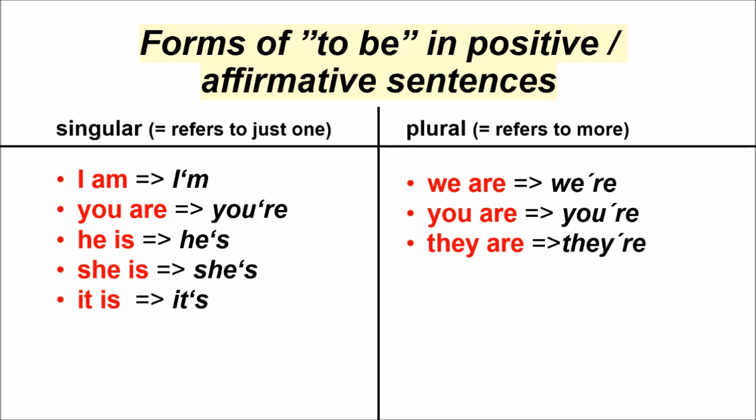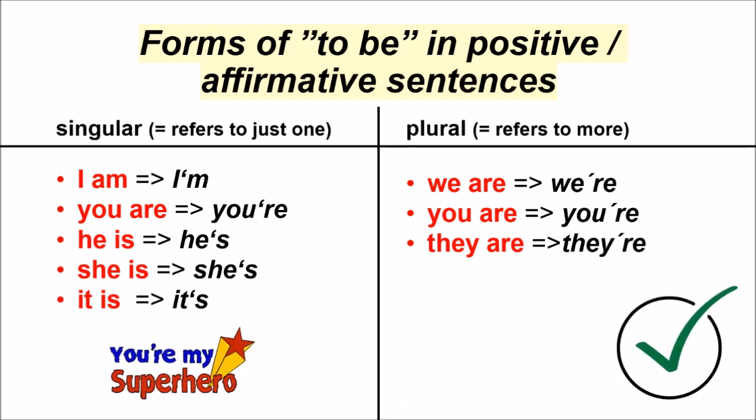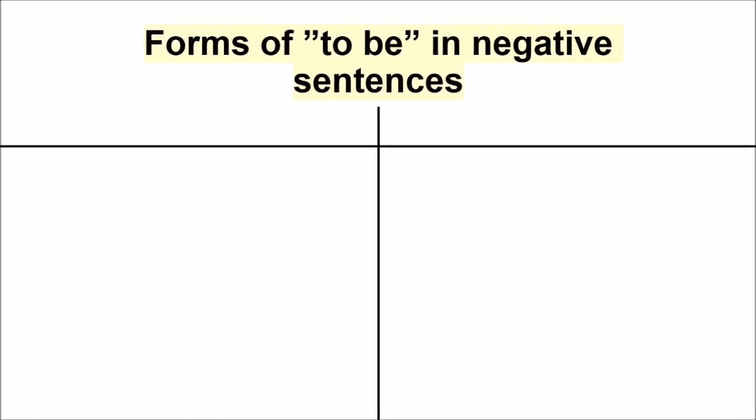You might repeat the short forms after me. I'm, you're, he's, she's, it's, we're, you're, they're. In case you know all these forms, you are my superhero. And that's it. Secondly, let's look at negative forms of to be in sentences and statements.